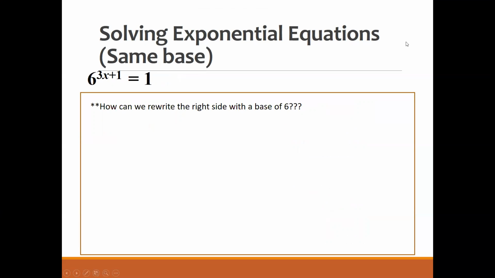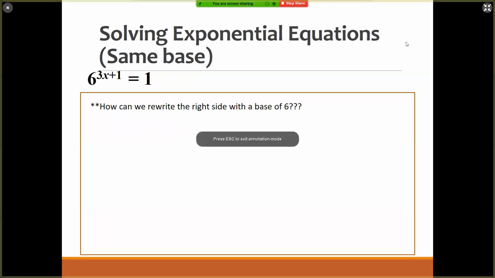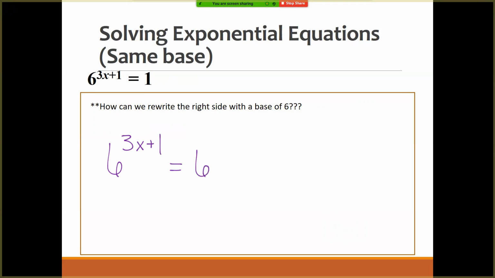On the next slide, we have 6 to the 3x plus 1 equals 1. And then I've asked us, how can we rewrite the right side so that it has a base of 6? So I want to rewrite the 1 to be 6 to the something power. So this is going to be 6 to the 0 power. If you don't believe me, type 6 to the 0 power in your calculator.